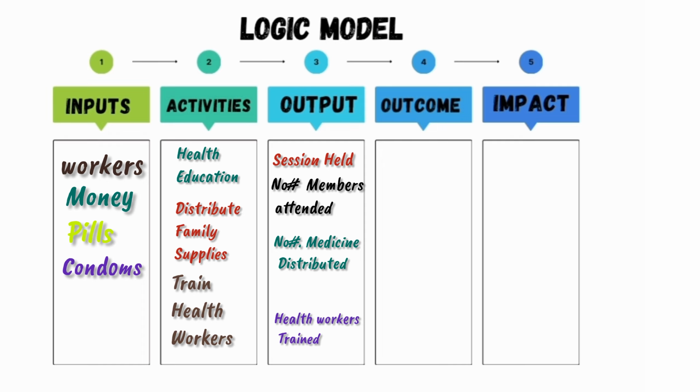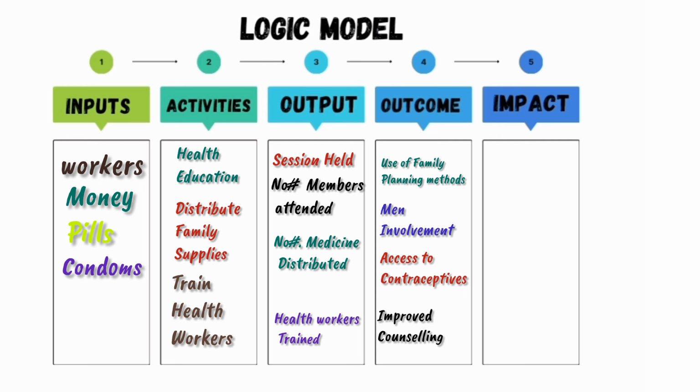What about outcomes? What changes do we expect to see? So we expect more women and men to start using family planning methods. We expect men to become more involved in family planning decisions. We expect women to have better access to pills, and we expect more quality counseling at the health facility.